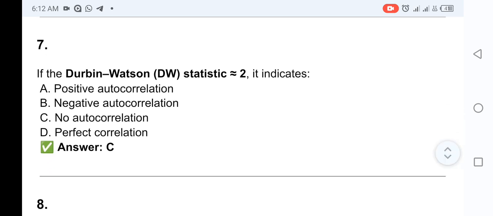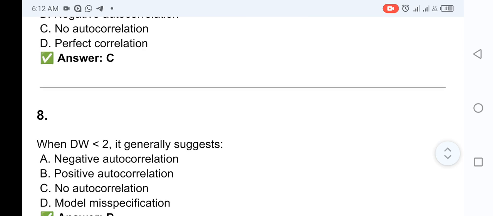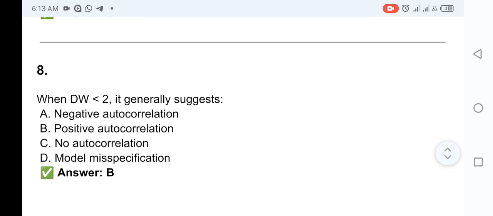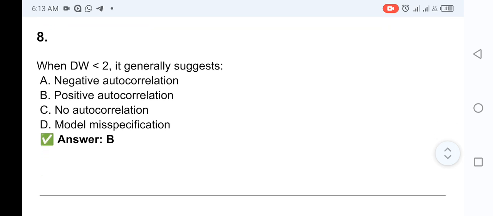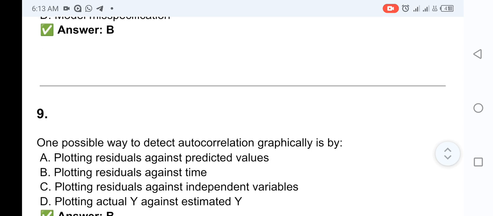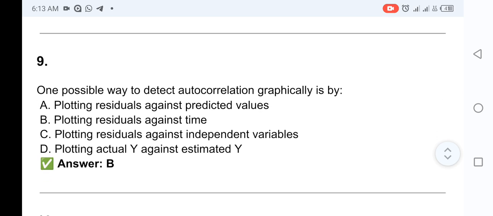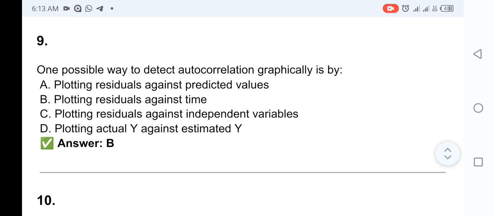Answer C. 8. When DW is less than 2, it generally suggests A. Negative autocorrelation. B. Positive autocorrelation. C. No autocorrelation. D. Model misspecification. Answer B. 9. One possible way to detect autocorrelation graphically is by A. Plotting residuals against predicted values. B. Plotting residuals against time. C. Plotting residuals against independent variables. D. Plotting actual Y against estimated Y.